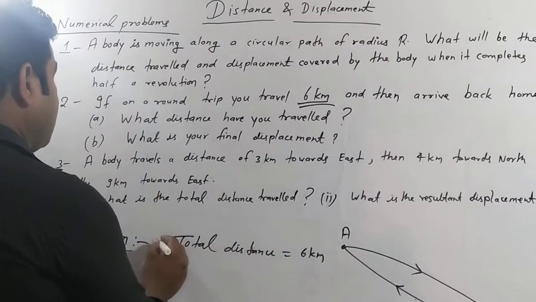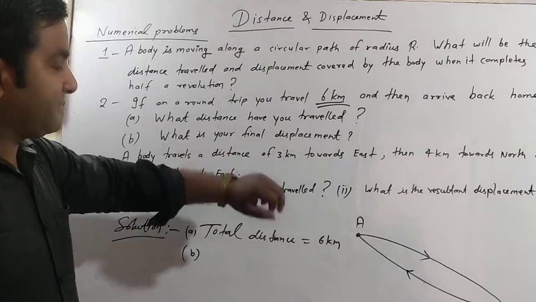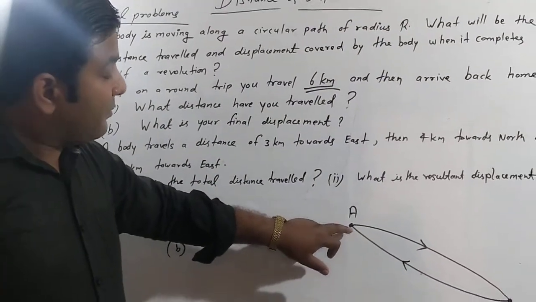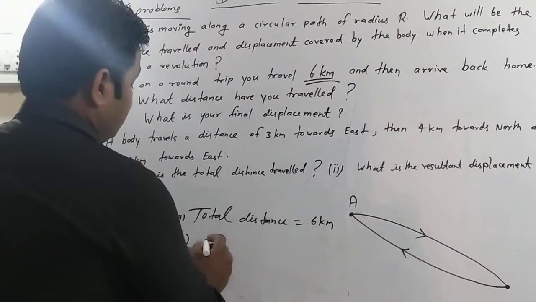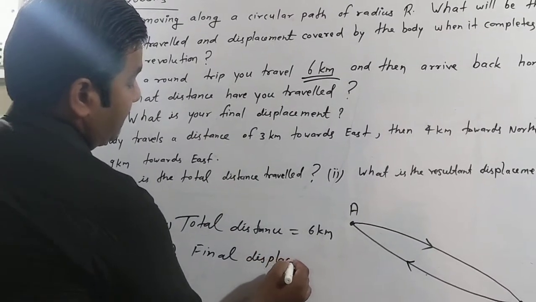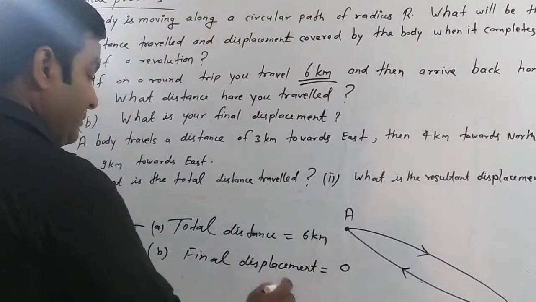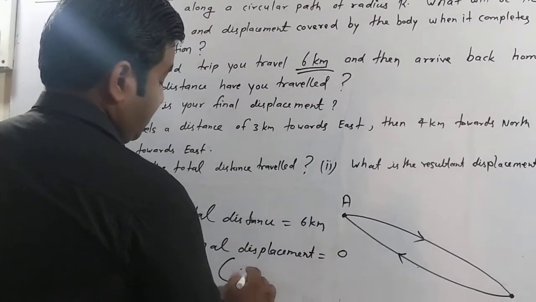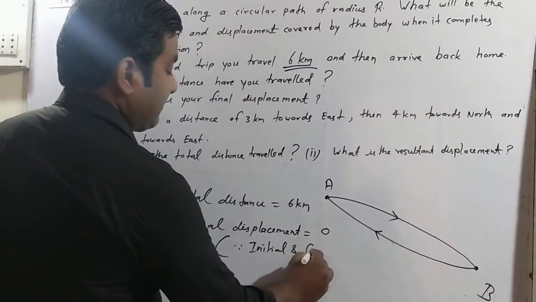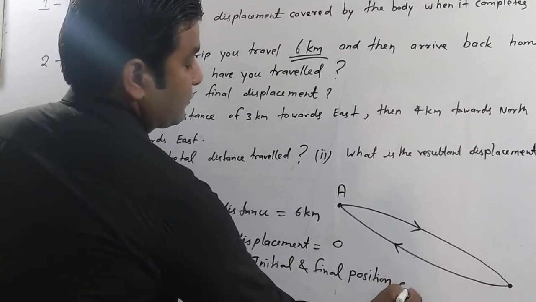And second term here, what is your final displacement? Because the initial point and final point are at the same position A, the final displacement will be 0. Final displacement equal to 0. Why 0? Because initial and final position coincide.